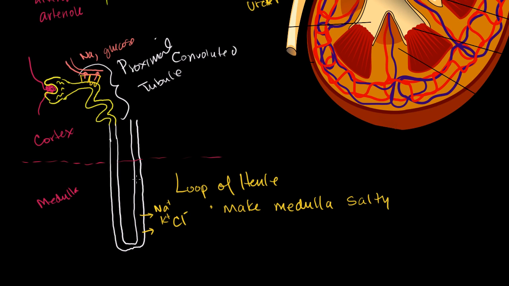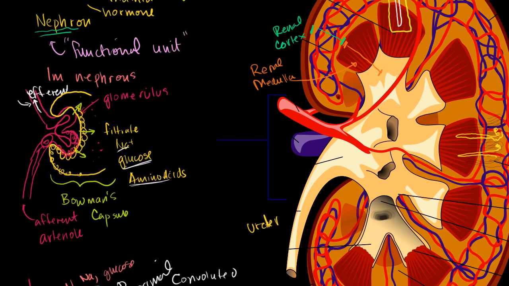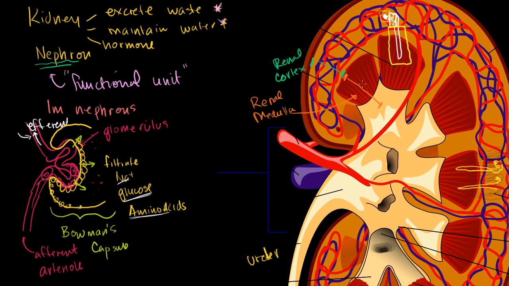It actually actively pumps out these salts right here to make the entire medulla salty, or if we think about it in terms of kind of osmosis, make it hypertonic. You have more solute out here than you have in the filtrate that's going through the tubule. So what it does is it makes it, and it uses ATP to do this. All of this stuff requires ATP to actively pump against a concentration gradient.